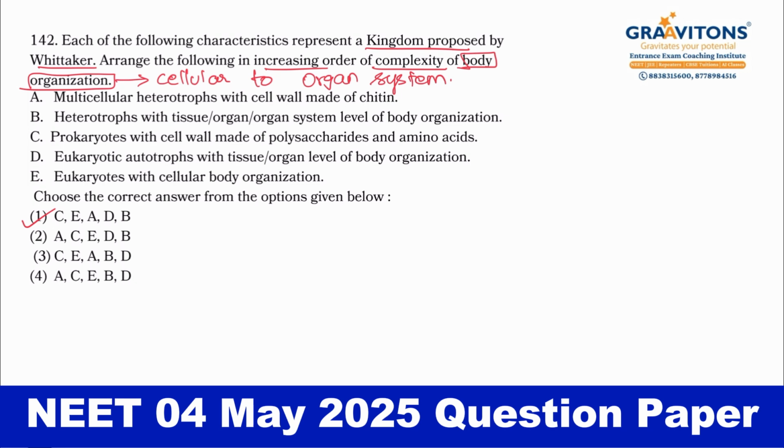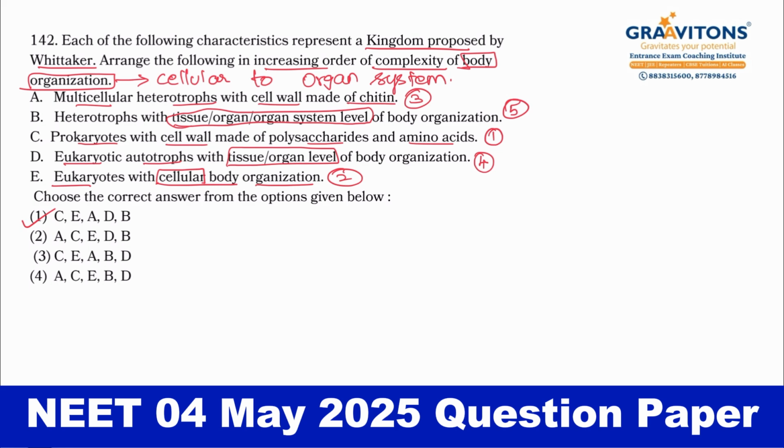So, first one, prokaryotes with cell wall made up of polysaccharides and amino acids. Prokaryotes will be unicellular in nature. So, first one is C. The next one, eukaryote with cellular body organization. Here also the organization is still at the cellular level. So, this is option 2. And third one is multicellular heterotrophs with cell wall made up of chitin. They are talking about fungi, and this is 3. And next D, eukaryotic autotrophs with tissue and organ level. So, this must be 4. And the last one, organ system level, should be the 5th one. So, the answer for this question is option 1.